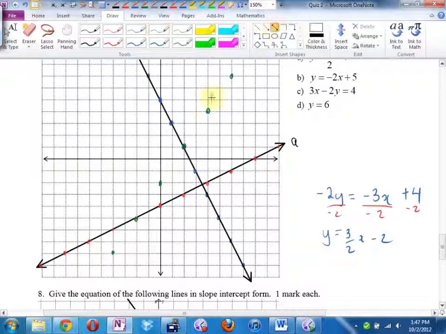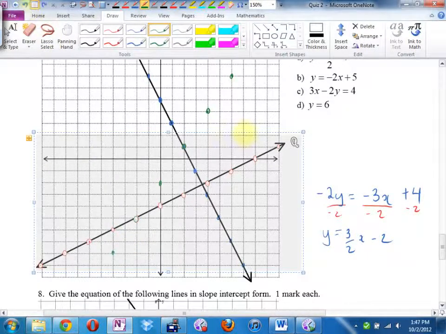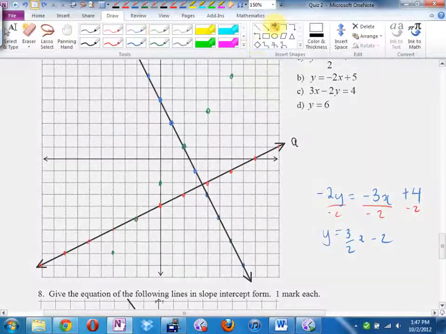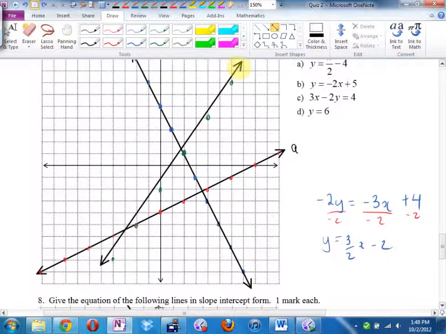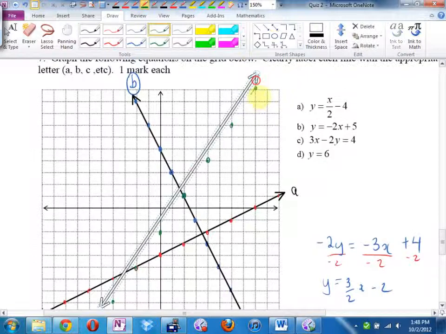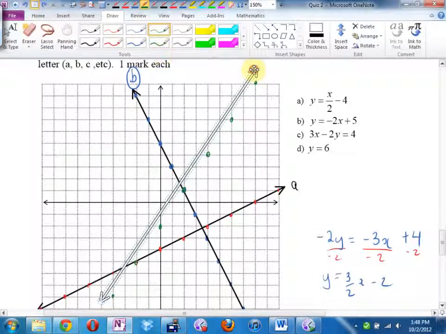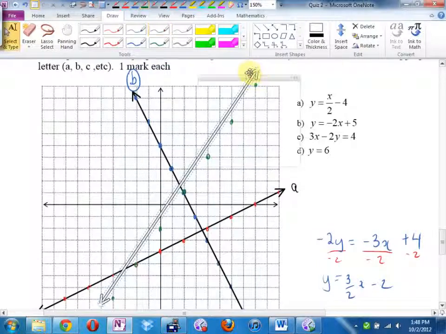And let's try this again. Wow, that's way off. Try it again. Oh, I'll adjust it. Whoop. Okay, let's use the mouse.